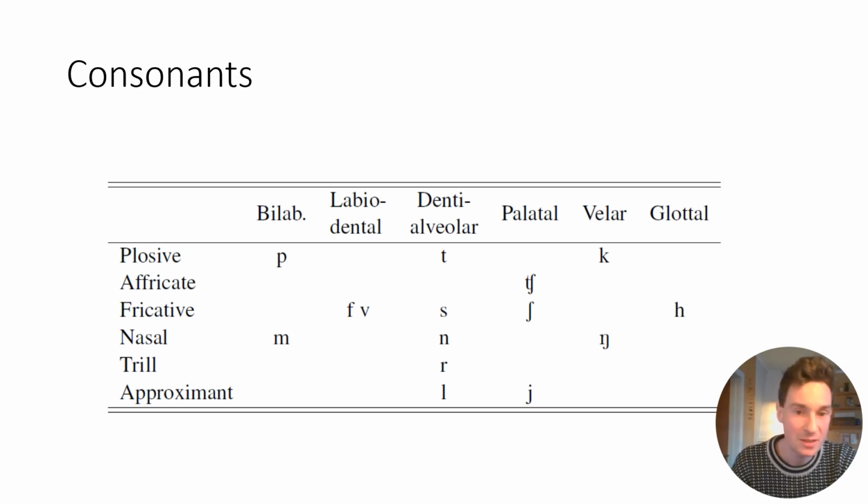We have three nasals, m, n, and ng. Ng is rather restricted in its distribution. It does not occur word initially or finally, but only medially. There's one trill, r, which is often just a flap, and two approximants, l and y.